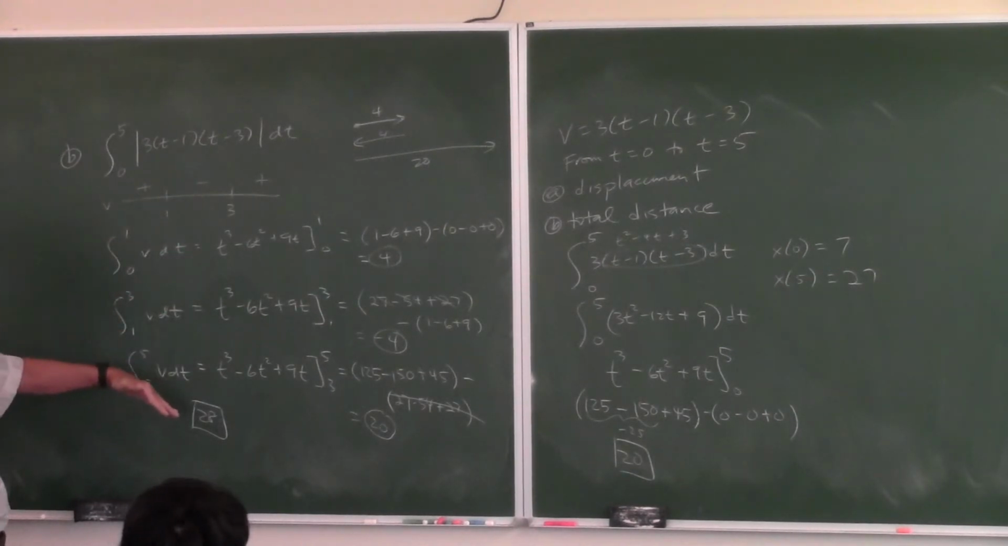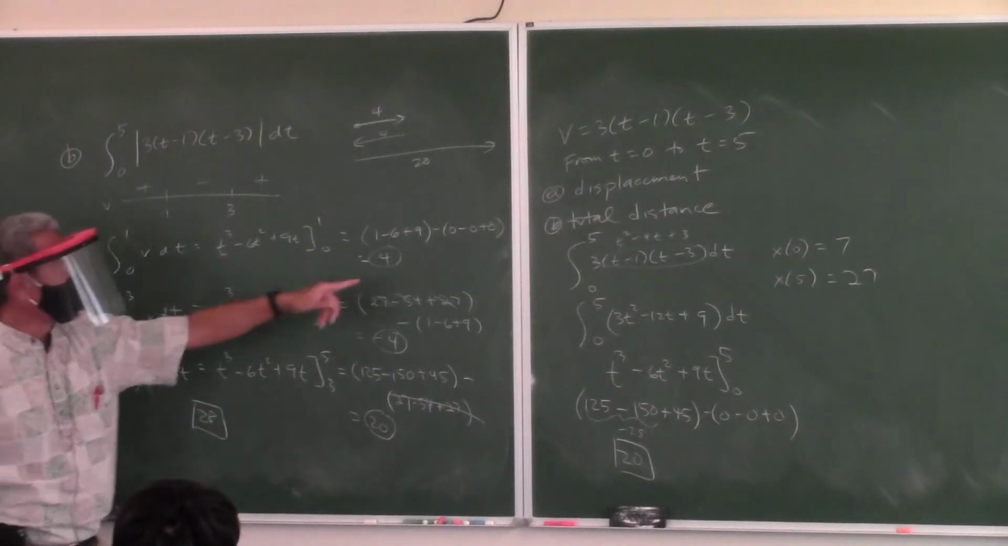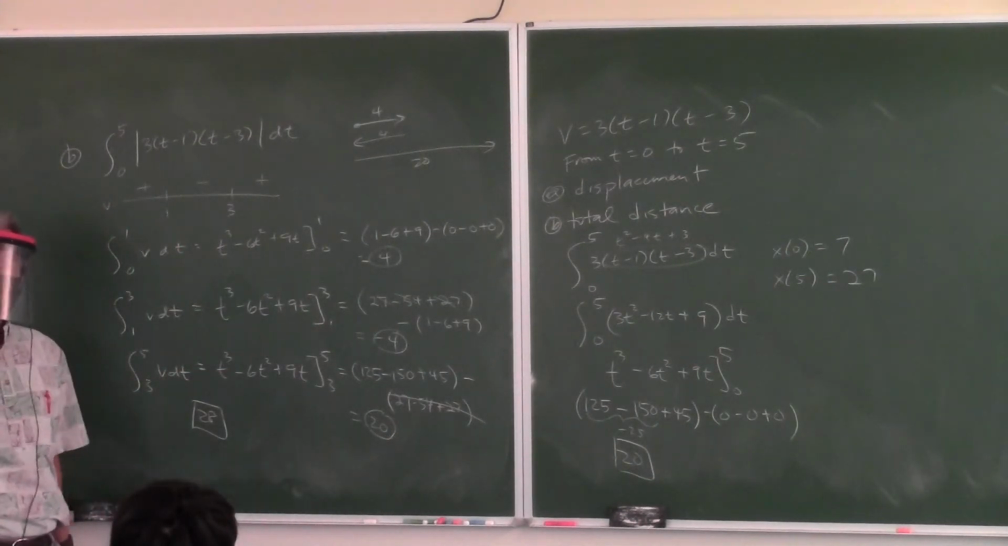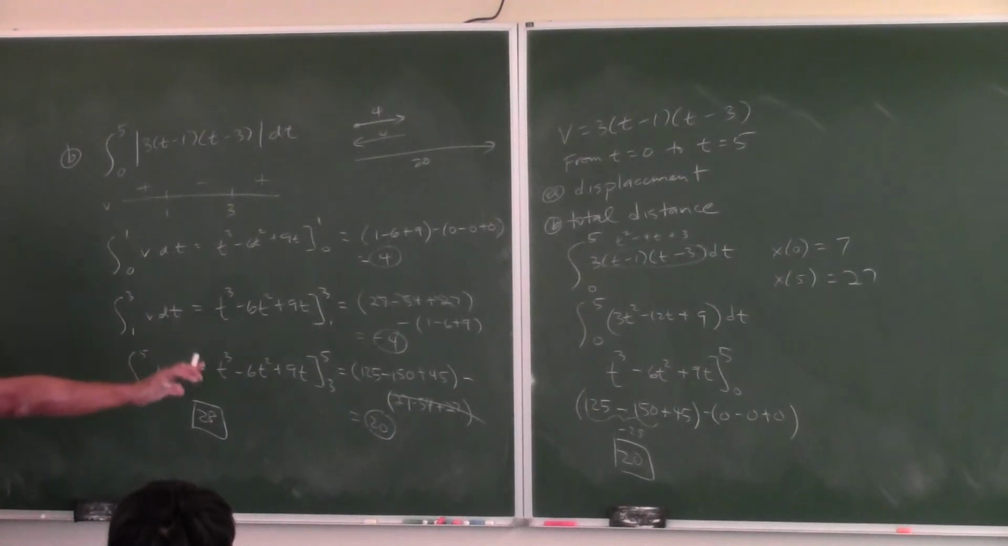Right? I do the 3 separate integrals. To answer part A, just add these numbers up. To answer part B, add up the absolute value of these numbers. Yeah, but it's up to you. If you want to treat it as two separate problems, you can do that as well.